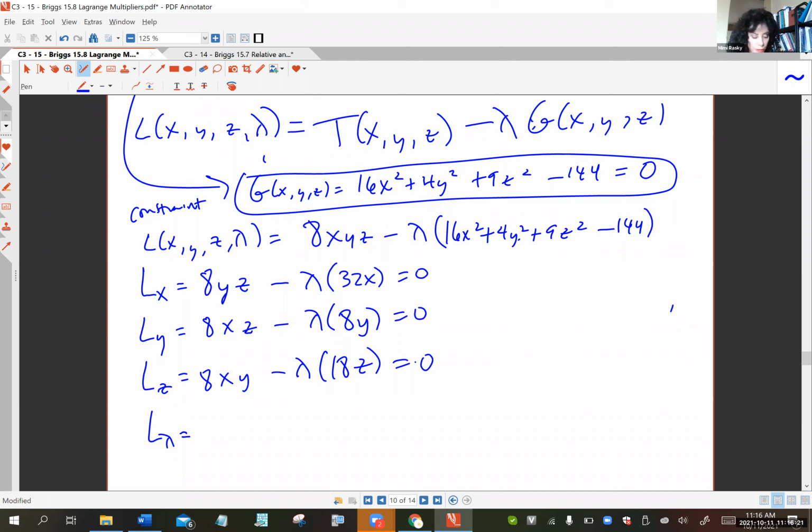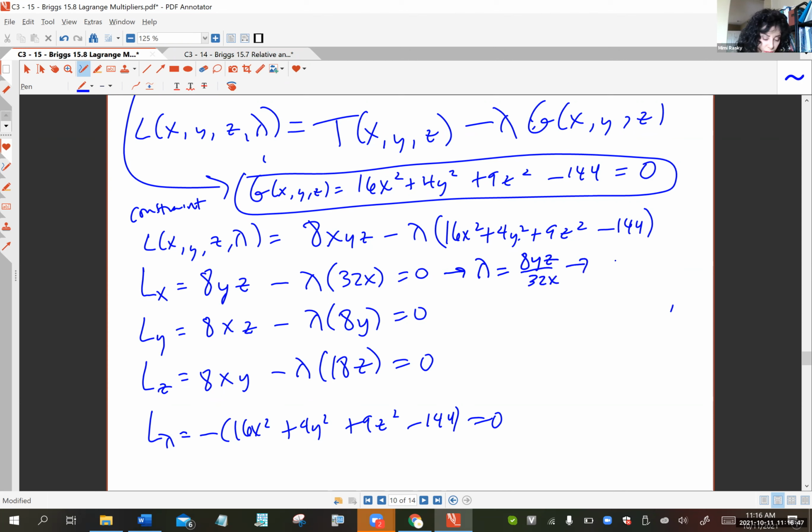And the partial with respect to lambda is the opposite of 16x squared plus 4y squared plus 9z squared minus 144 equals 0. And that's the same as the constraint, essentially. Okay, I'm going to use my special way that I've taught you. Usually works, but not always. So solving for lambda, I get 8yz divided by 32x, but let's reduce to lowest terms.